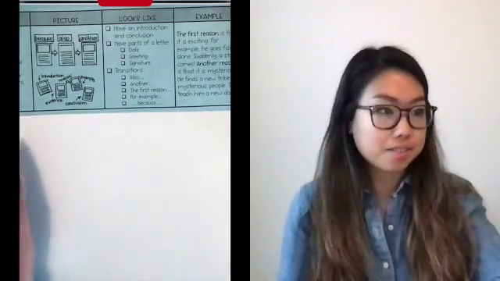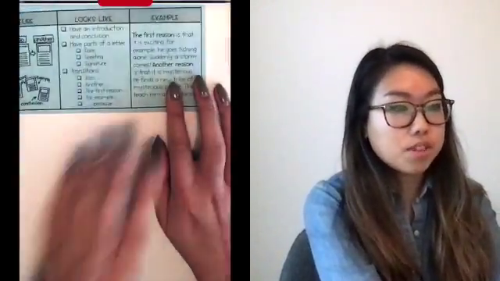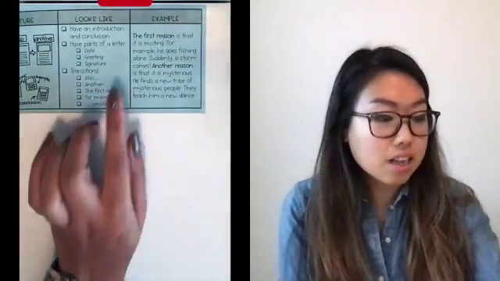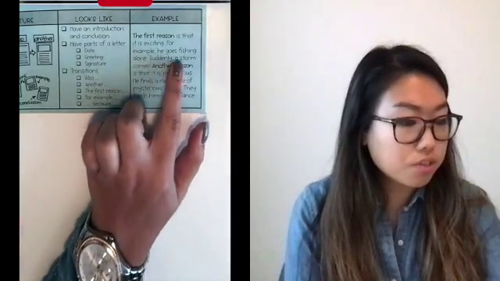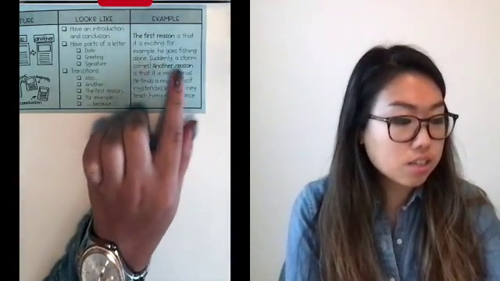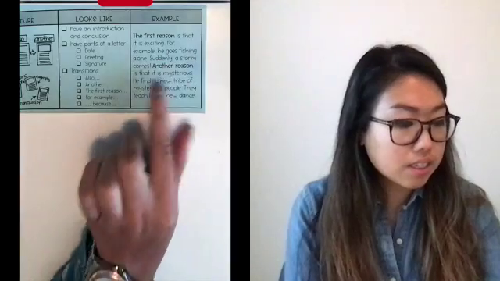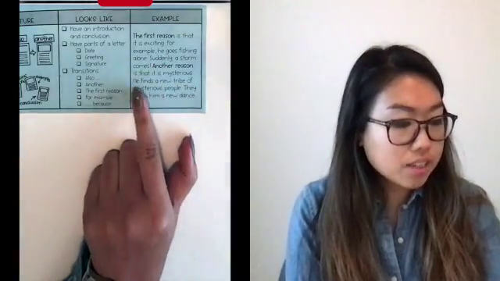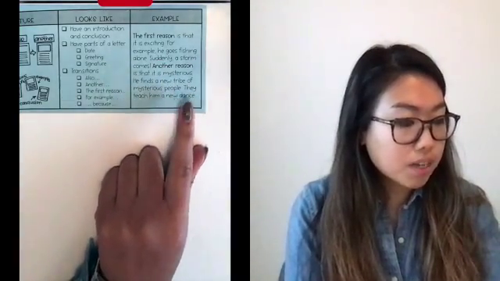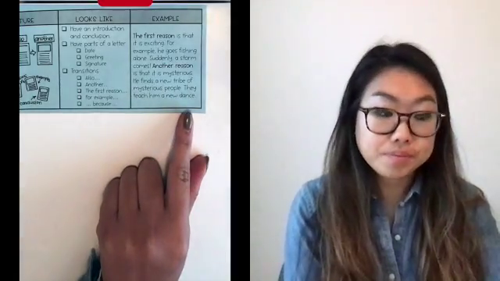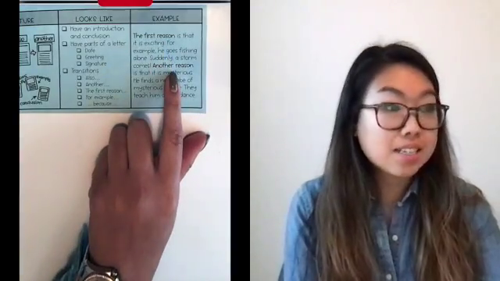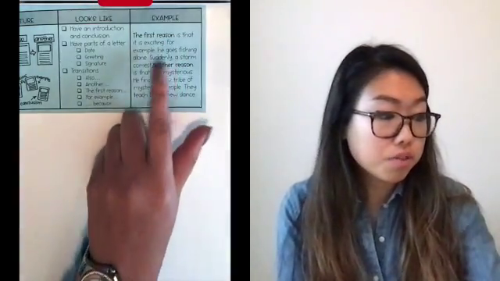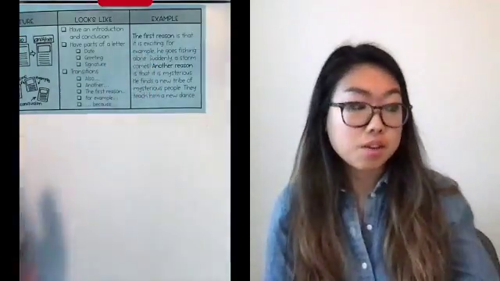So let's think. A good example of what this looks like and sounds like is: the first reason is that it is exciting. For example, he goes fishing alone. Suddenly a storm comes. Another reason is that it is mysterious. He finds a new tribe of mysterious people. They teach him a new dance. So notice, friends, they've used first reason, another reason, and to explain the reason, they use the words for example. Let's see what that could look like in my writing.